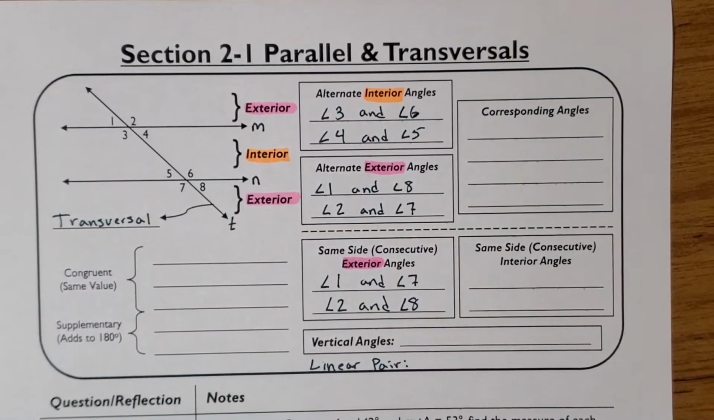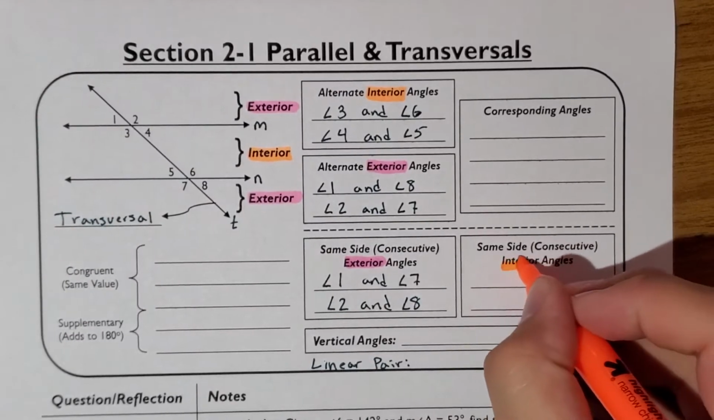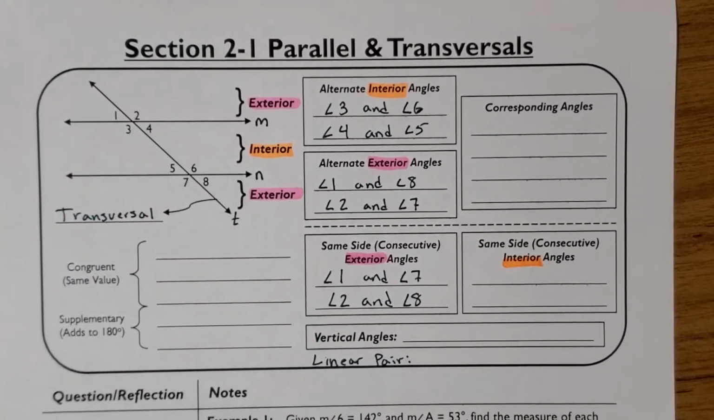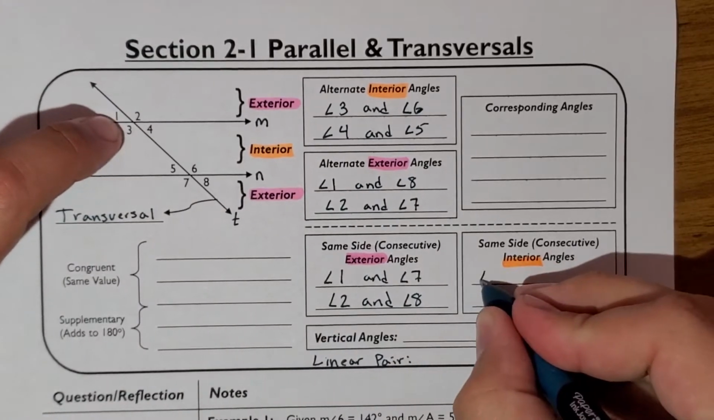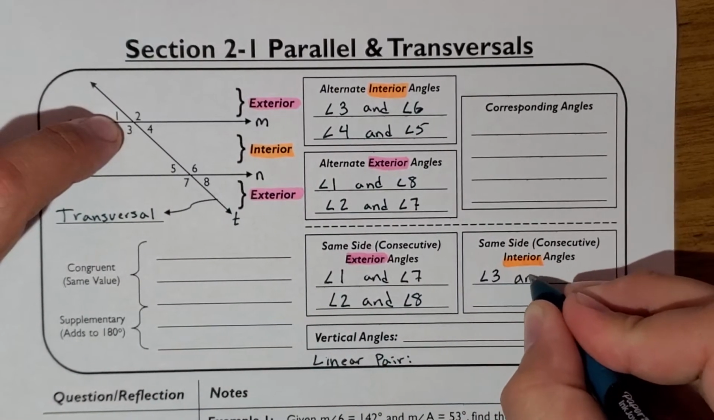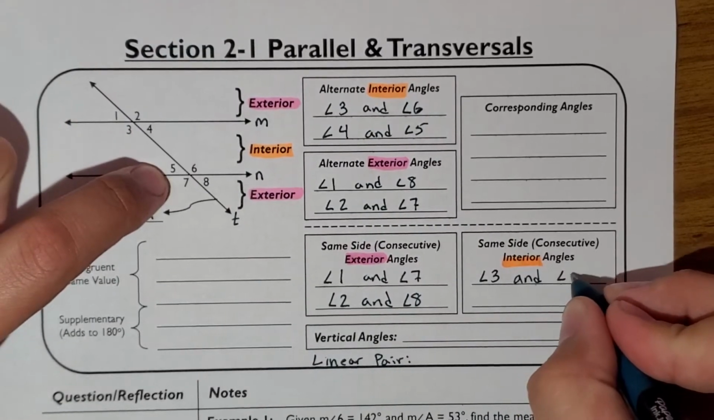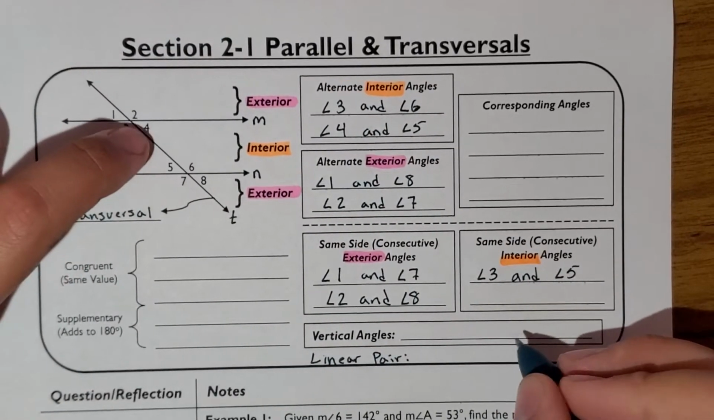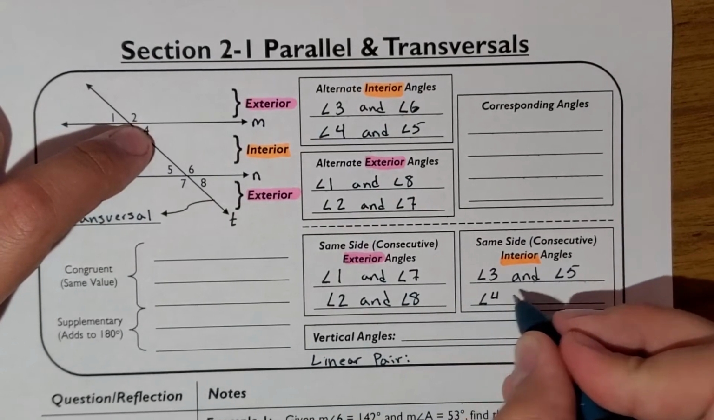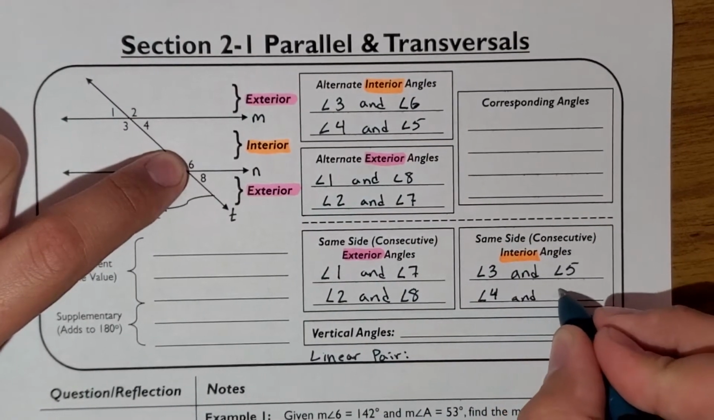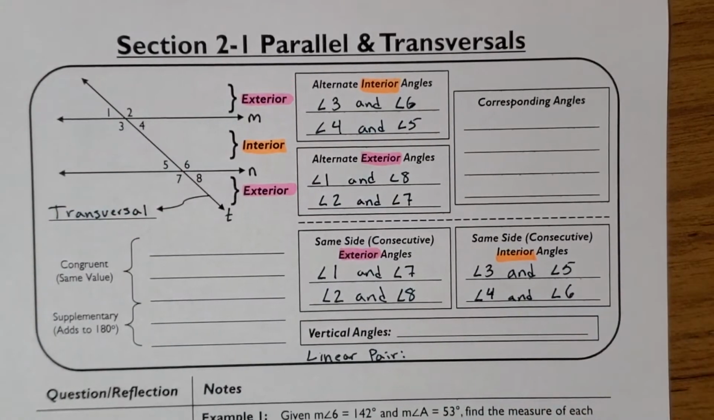And then we got the same side interior, so now we're going to highlight with the pink. We're thinking about the interior angles. We're thinking about 3, 4, 5, and 6. So starting with 3, the one that is also interior and on the left side of the transversal like angle 3 is going to be angle 5. Go over here and do the other one. Angle 4 is on the right side. Angle 6 is also on the right side and interior, so 4 and 6.